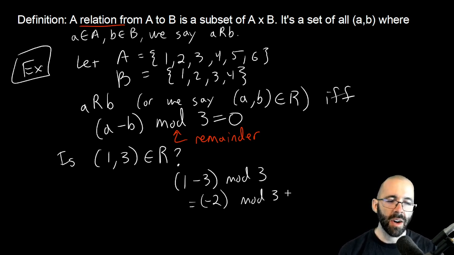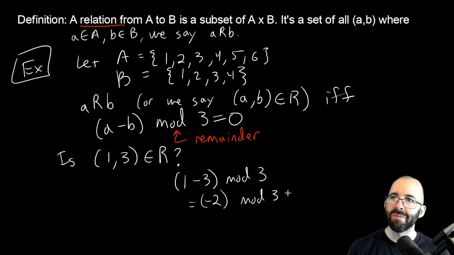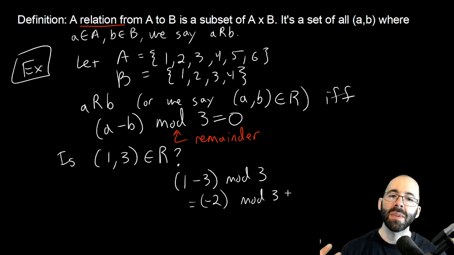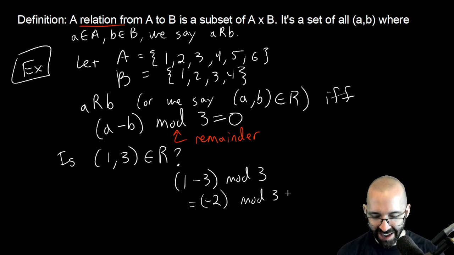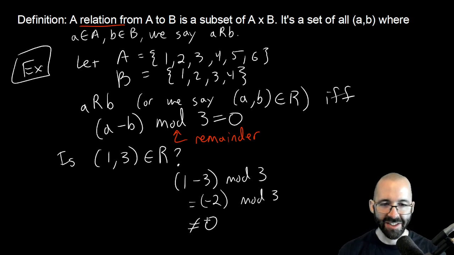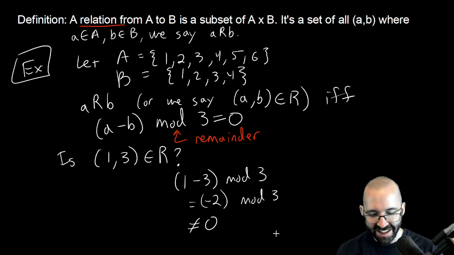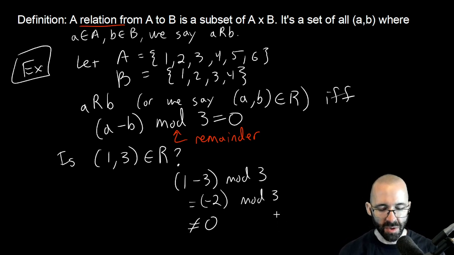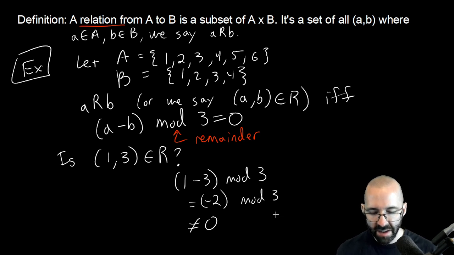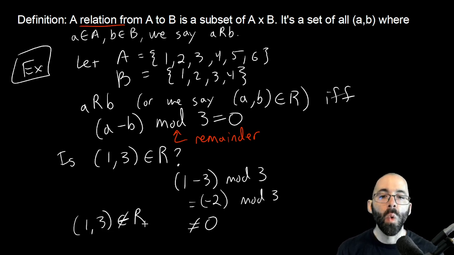It's been a while since I've done modulo with negative numbers, but it certainly wouldn't be 0. I think it'd be 1. Okay, I don't want to have this wrong in the video. But yeah, it's not 0. It's either 1 or 2. I think it's 1. Either way, we'll conclude that (1, 3) is not in R. 1 is not related to 3.